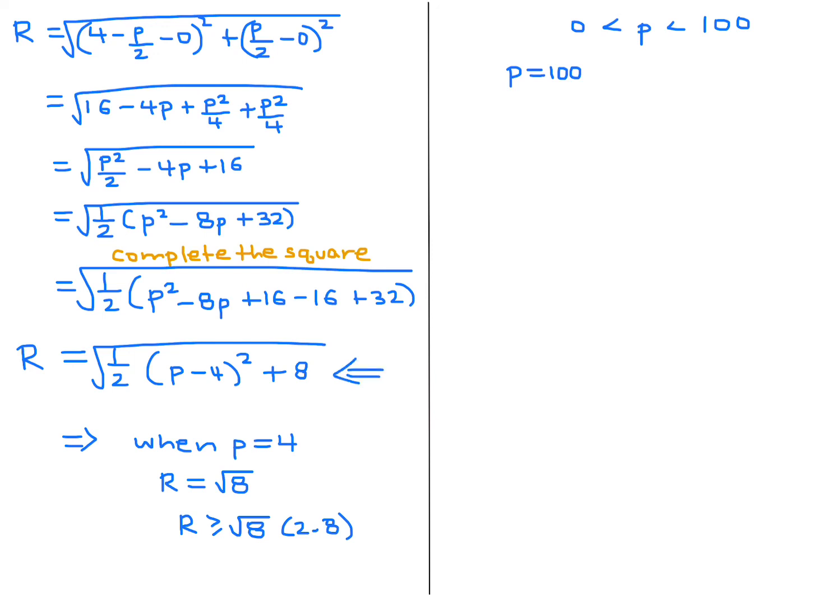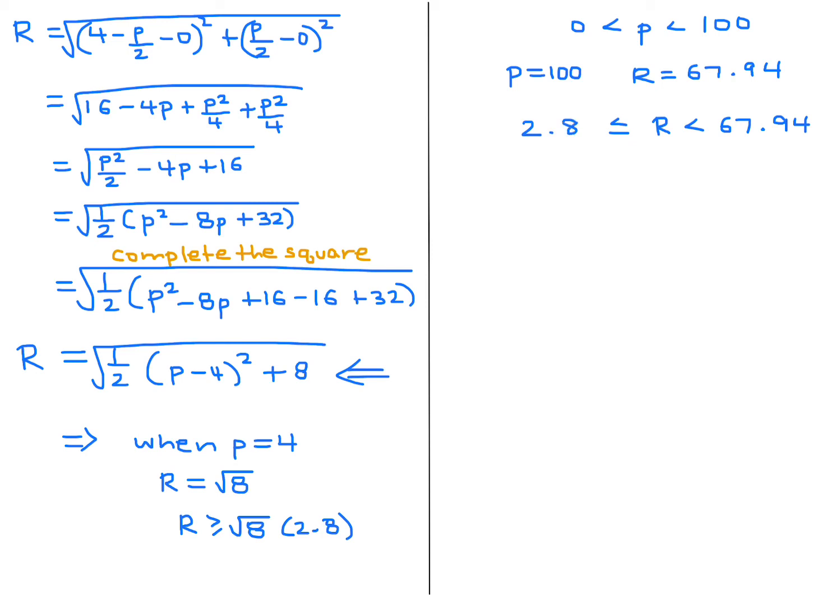Well, just substitute that into here. P equals 100. And when you do, you will get that R is going to be 67.94. All I did was put P equal to 100 into that equation and solve for R. That's how I got R equal to 67.94. All right. So combining, that means that R has to be obviously less than 67.94 and greater than this 2.8.